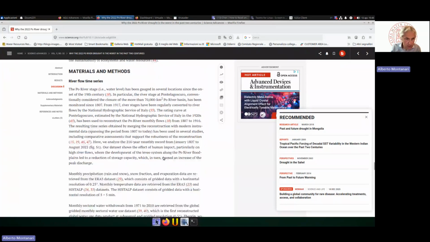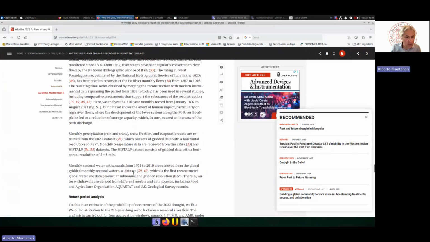So the river flow time series, monthly precipitation, and monthly sectoral water withdrawals. I may be interested in monthly sectoral water withdrawals, because I may know that it's not easy to get this data. So where were they retrieved from? Here I read that they are retrieved from the Global Gridded Monthly Sectoral Water Uses dataset. And here you see the references. It is something that we didn't discuss so far.